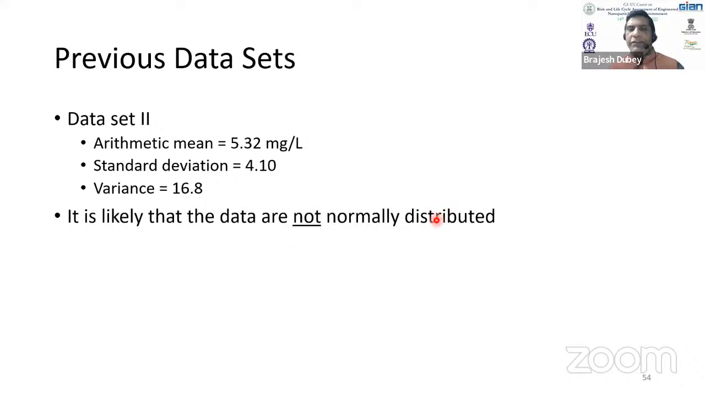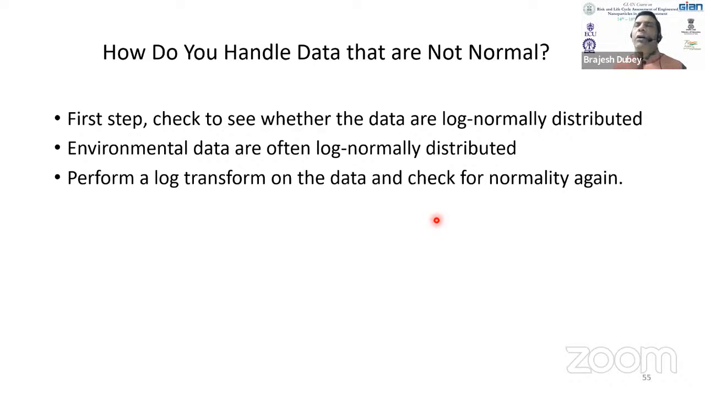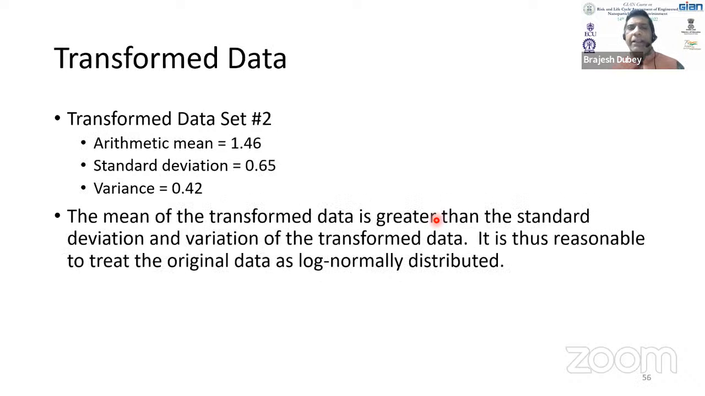So what could it be? As the histogram suggested, it could be log normal. So we transform the data set into a log normal. Most environmental field samples are log normal. So we do the log transform of the data and then do this calculation again. And we find here the arithmetic mean is actually higher than the standard deviation and variance. So the transformed data is normally distributed. That means the original data is log normally distributed.